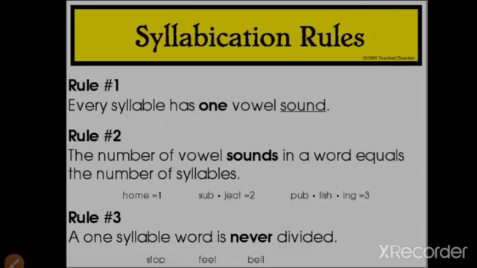Students, the alphabetical letters A to Z. A, E, I, O, U are vowel letters. Remaining letters are consonants. So you should know in syllabication which is a vowel and which is a consonant. The number of vowel sounds in a word equals the number of syllables.